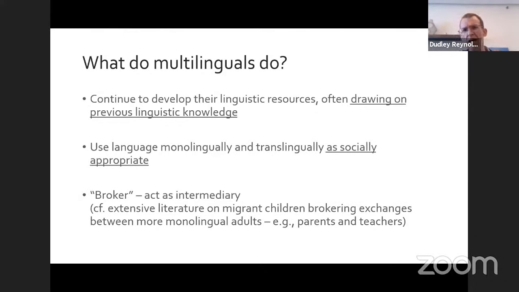A third thing, though, that multilinguals do is that they act as intermediaries. They are what has often been called in the sociolinguistic literature brokers. They are language brokers. And a lot of the work on this idea of language brokers has dealt with a very specific situation, which is the situation that children of migrant families often find themselves in, which is they get sent to a school in a new country. They pick up the language of the new place in that school through peer interaction, through ESL classrooms, or whatever kind of classroom you've got for new arrivals.